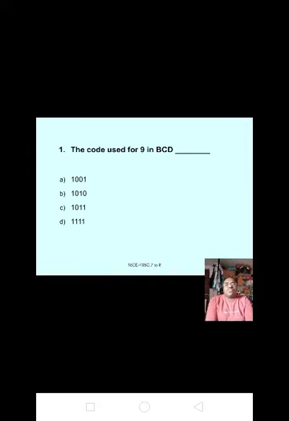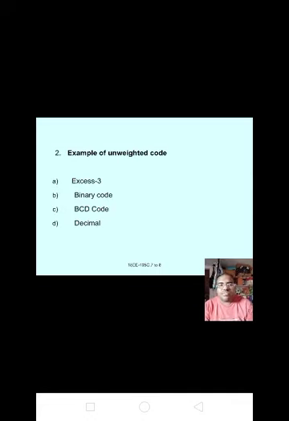The code used for 9 in BCD is: A 1001, B 1010, C 1011, D 1111. The code used for 9 in BCD is A, 1001. A is the correct answer.